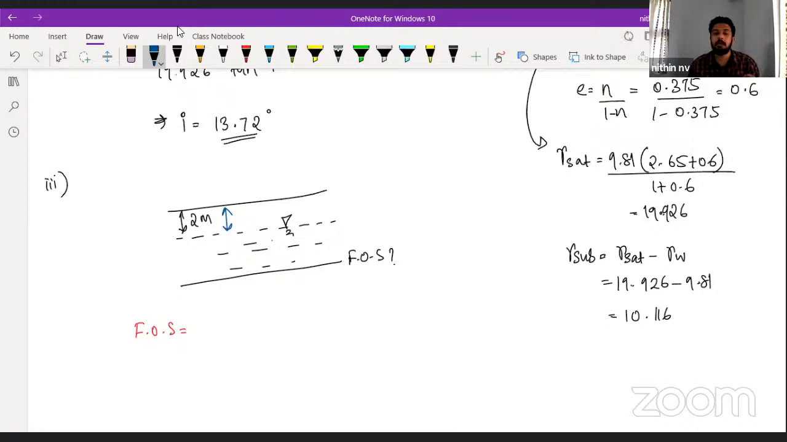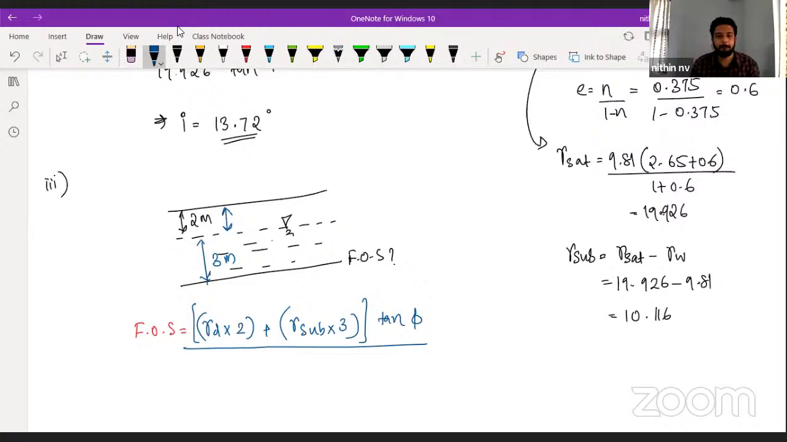In the second case they told seepage is happening at the surface. So here gamma D into 2 meters will come, then gamma submerged into how much will be remaining? Total it is 5 meters, so 3 meters. So into 3, the remaining things will remain the same, gamma 5 divided by, here also gamma D into 2, gamma saturated. In the numerator it will be submerged, and the denominator it will be saturated terms. Okay, and I.